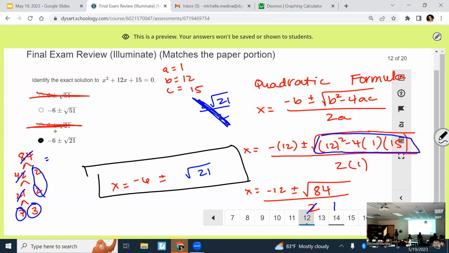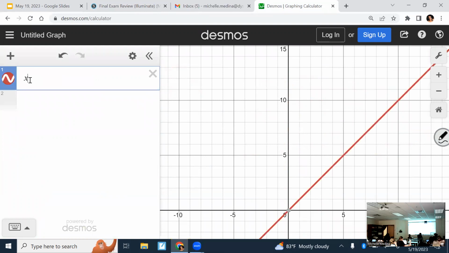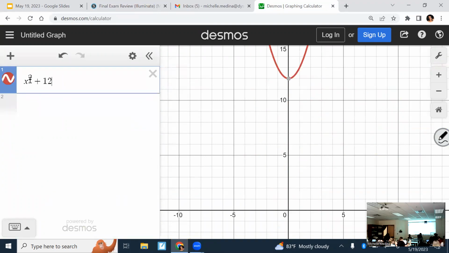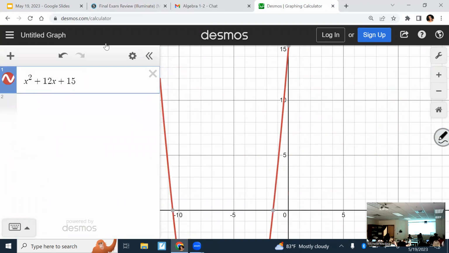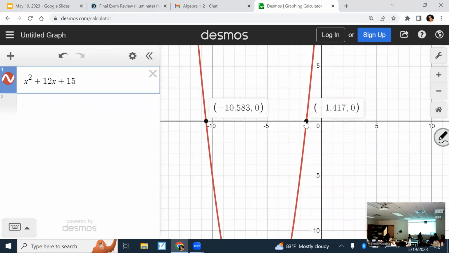Yeah. Okay. Now, another way you could do it that maybe you might like better than that, because I know that was a long one, is to put your problem in Desmos, x squared plus 12x plus 15. All right, and your answers are going to be what we call irrational. They're going to be decimals that go on forever.